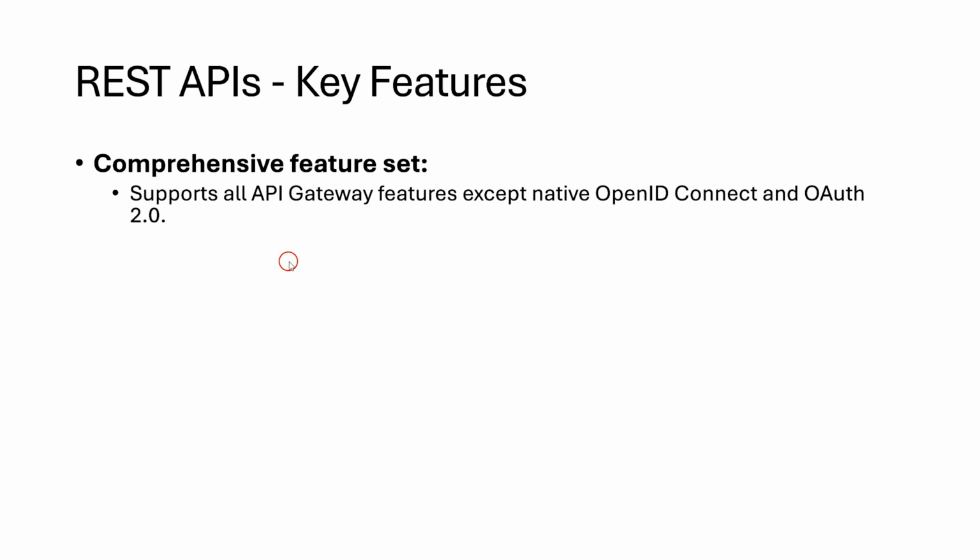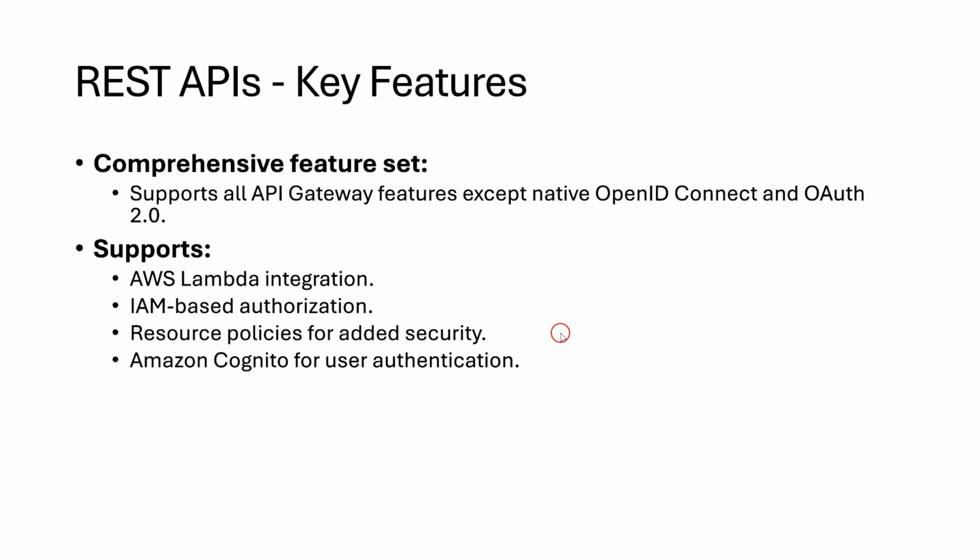Since it has this comprehensive feature set, right, since it is rich in more features, what you can achieve by using REST APIs is you can build complex enterprise level solutions that were not supported by the HTTP API. And it also supports the following features. One is AWS Lambda integration. So it is not proxy.